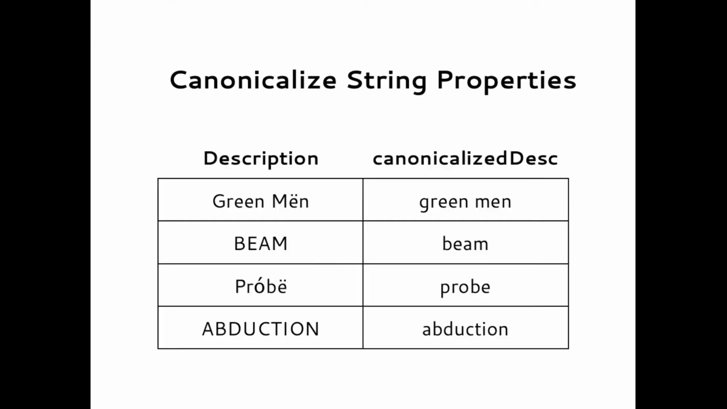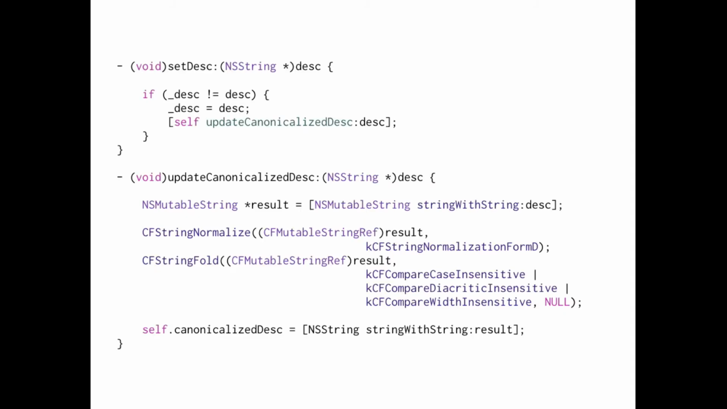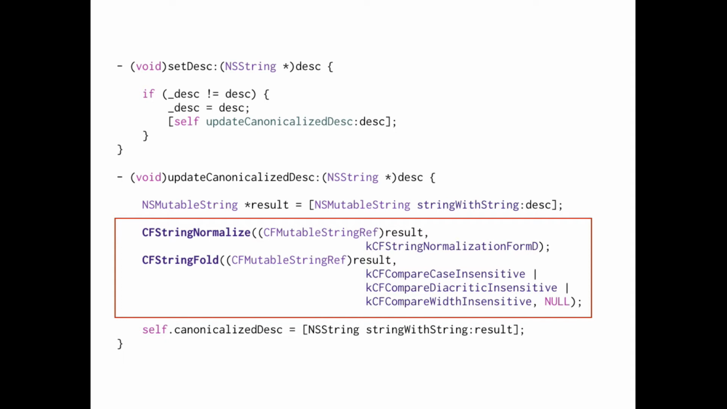So one thing you can do is canonicalize your string properties that you're searching against. And that's just a way of saying normalize the string properties. So for example, if you've got a description of the UFO sighting that someone wrote, and they might be in multiple languages, might have multiple diacritics, might be all caps, strip that away, make it as normalized as possible. You can do that with a custom setter. So when you set the description on your managed object, you could update a canonicalized or normalized version of that description and keep that along as well. There's multiple ways to do that. CFStringNormalize, CFStringFold are some good functions to look at.